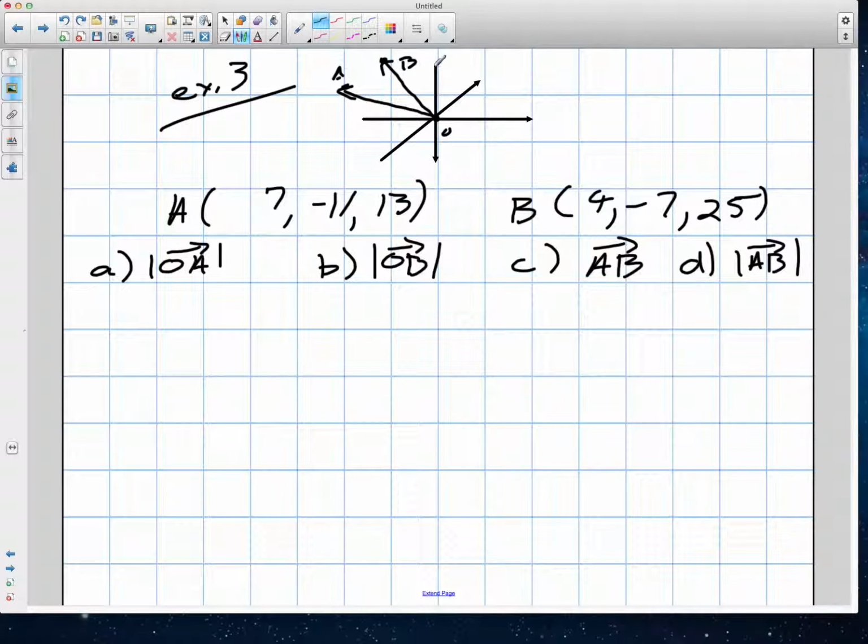That's point B. Again, this is in 3 space, so it's very hard to see the way I've done it because it's technically 2-dimensional right now. Okay, and that would be OB. Again, not the magnitude, just the components of it. The very first question says find the magnitude of OA.